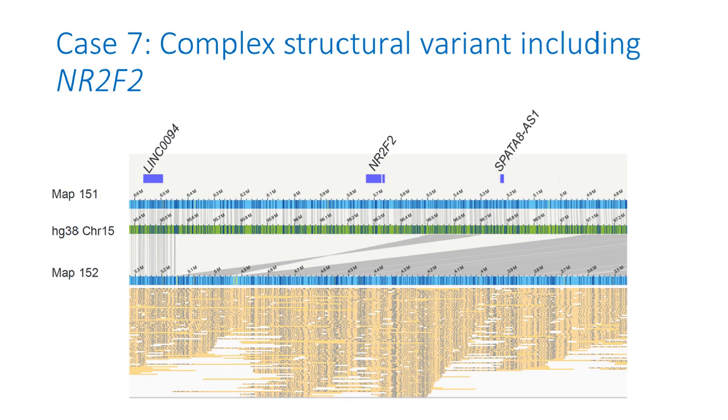To walk you through this a little bit, we've got the reference genome in green, and the maps from the patient in blue. On the bottom blue map, we can see that there is a large deletion of this region that includes the NR2F2 gene. Then there's also an inversion of this region just downstream of the NR2F2 gene, and then another smaller deletion just beyond that.